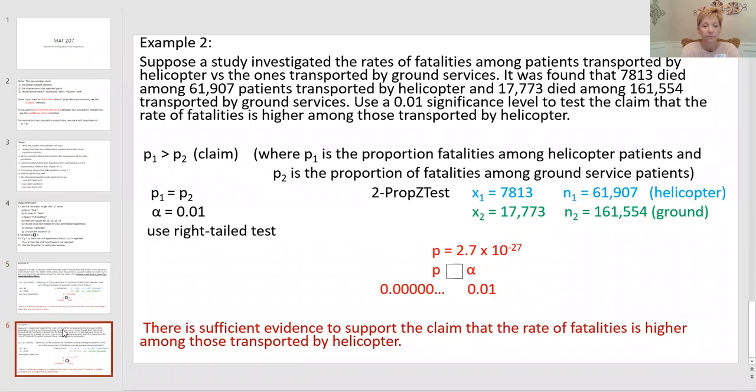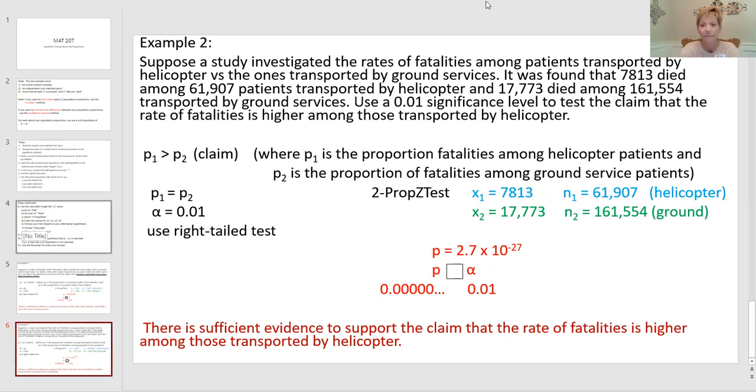All right, look at this one. Suppose a study investigated the rates of fatalities among patients transported by helicopter versus those transported by ground services like ambulance. Maybe you drove your dad to the hospital. It was found that 7,913 died among the 61,907 patients transported by helicopter, and 17,773 died among the 161,554 that were transported by ground services. So it says use the 0.01 significance level to test the claim that the rate of fatalities is higher among those transported by helicopter.